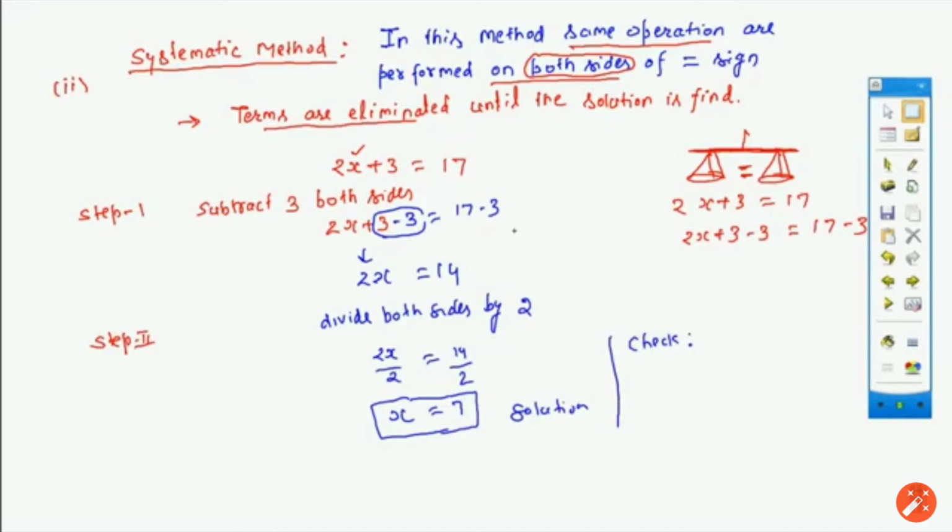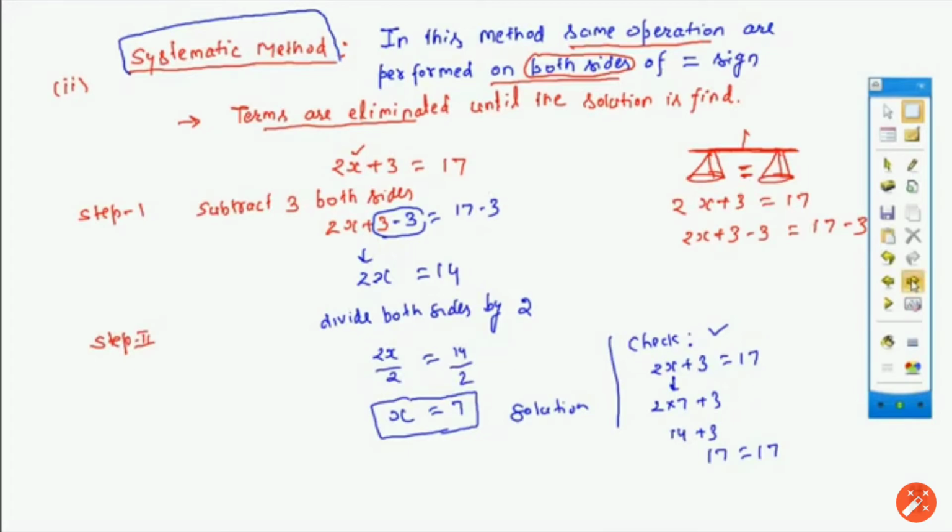Now we can check. How do we check whether our solution is right or wrong? We will put the value of x in the LHS, and if we get the RHS, it means our solution is right. This is the method to check our solution. This is called the systematic method.